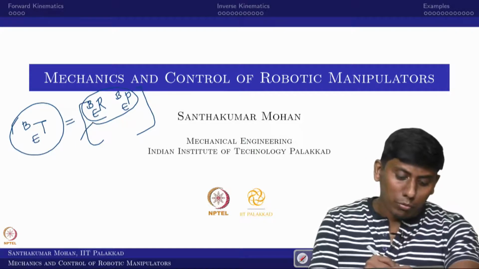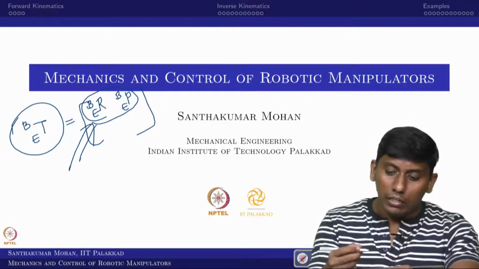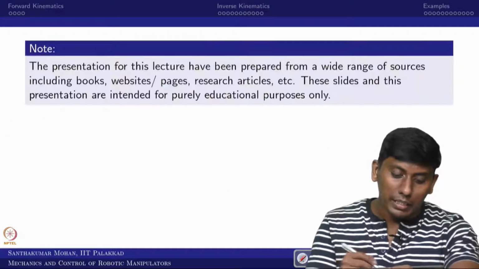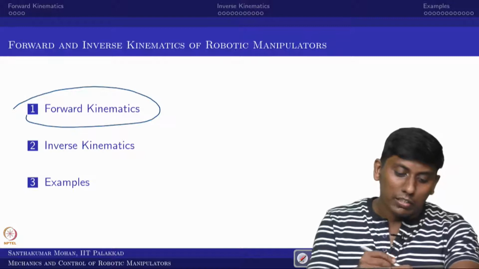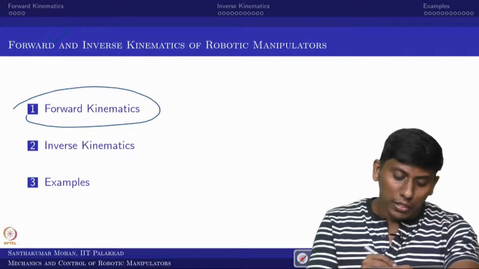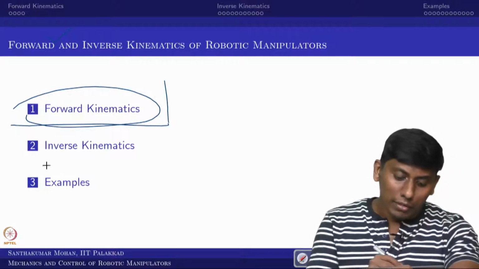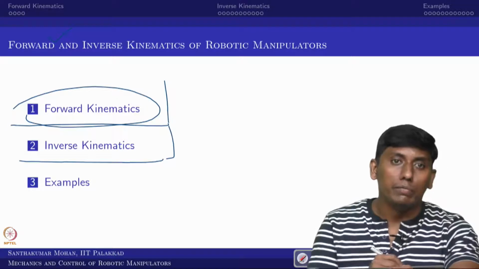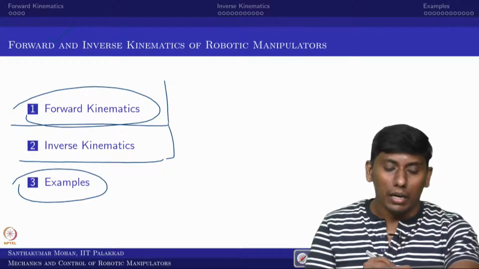So this is nothing but what you call forward kinematics. That is what we are trying to see here in detail. In this particular lecture, we are going to see forward and inverse kinematics of robotic manipulators in specific. First we will see forward kinematics, then we will give a small introduction to inverse kinematics, and we will attempt an example at the end.